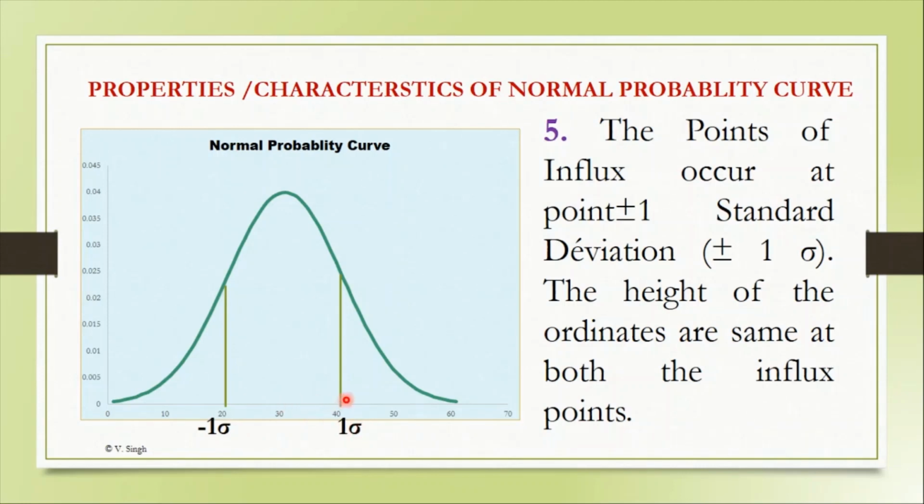So the point of inflexion occurs at the same distance from the middle point. We can also say that the height of the ordinate at the point of inflexion is the same in both directions. So this is the fifth property of the normal probability curve: the curve changes from convex to concave at a particular point, known as the point of inflexion, and the point of inflexion occurs at plus or minus one standard deviation in both directions.